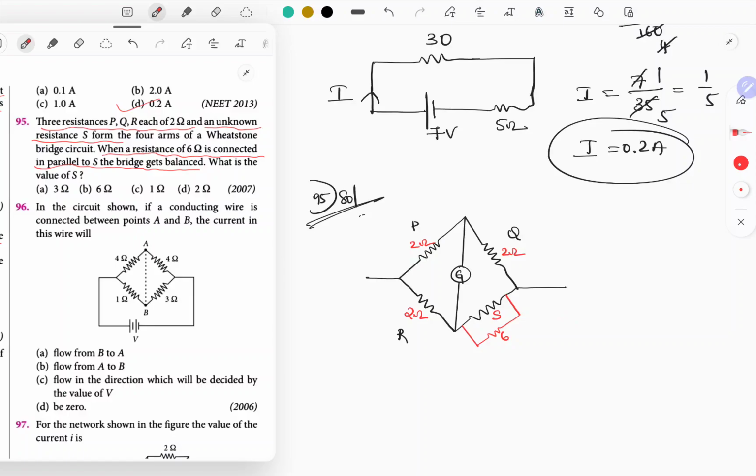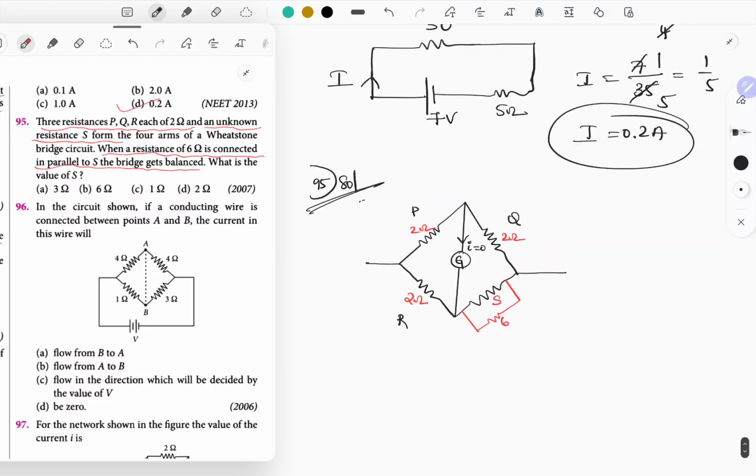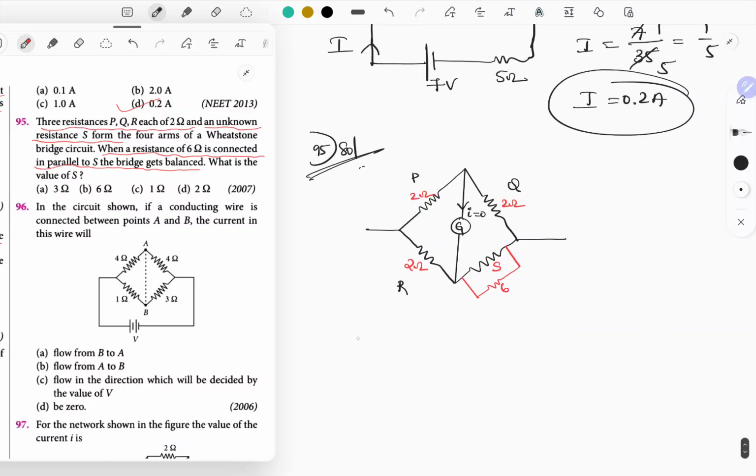Then what is the value of S? What's the meaning of bridge balanced? Current flowing through the galvanometer is 0. When will the current flowing through the galvanometer be 0? If the product of the opposite resistances is equal. So let's find the product of the opposite resistances. Here it is P into S times 6 divided by S plus 6, that's the equivalent resistance of these two, which is equal to R into Q.